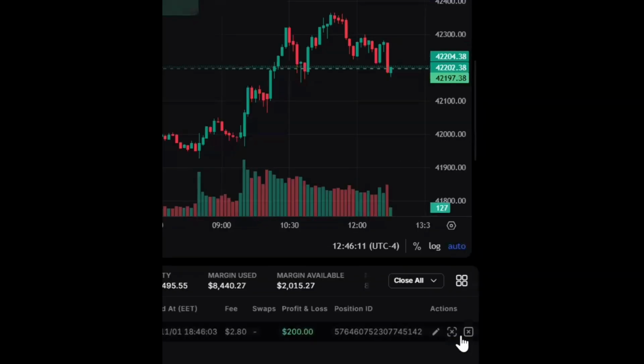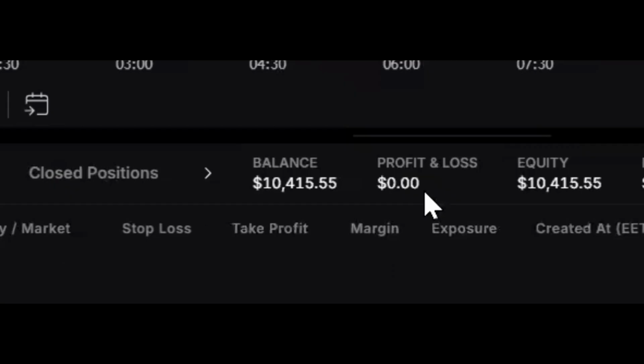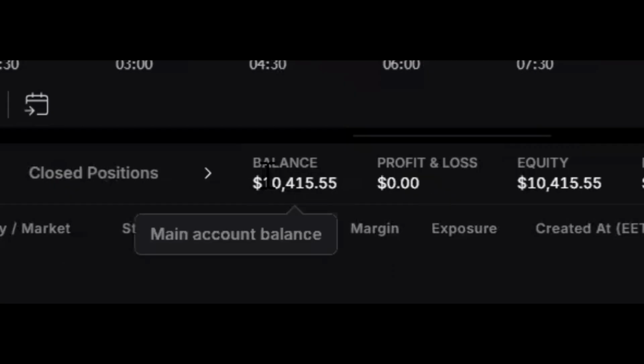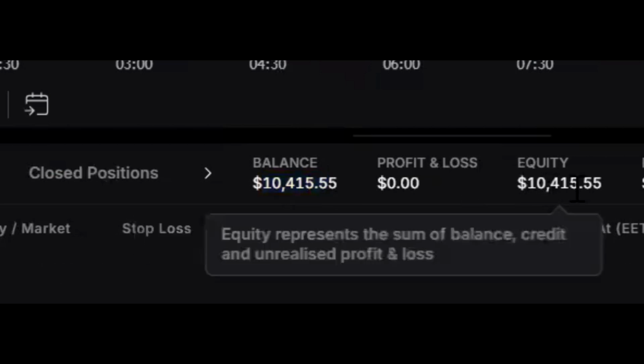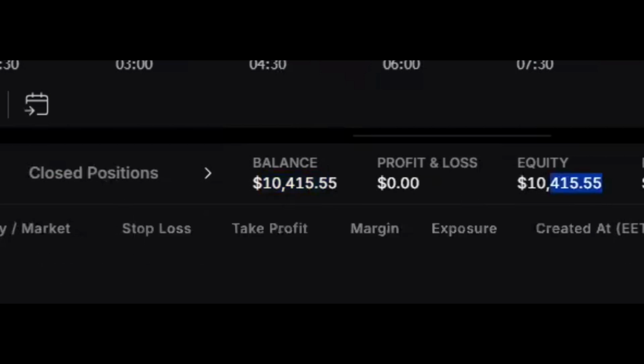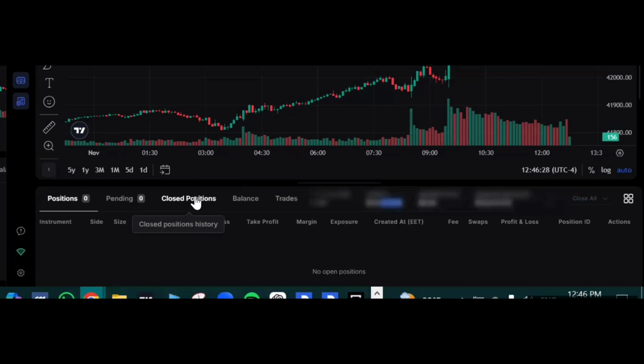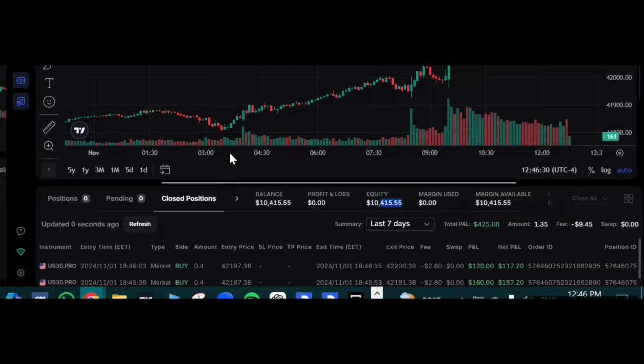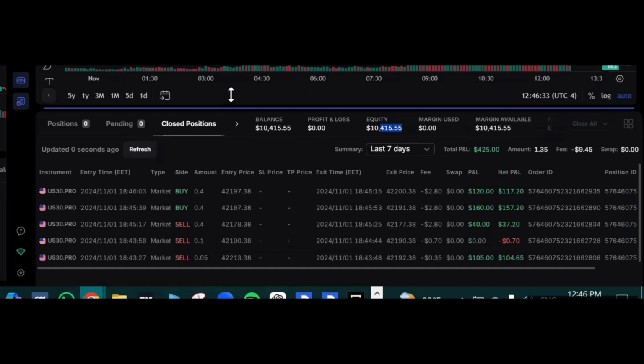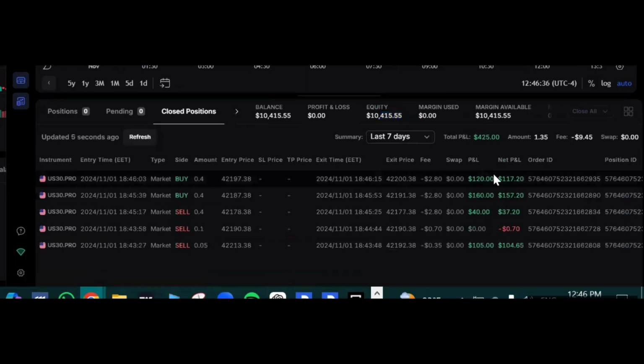Looks like we're making some more. Right? Now you see your balance. We have the 10,000 we started with. You see your equity. We have the 415. Okay. We can go to closed positions. We can drag this up a little bit and we can see all of our trades. So we did this one, this one, this one, this one, and this one, right? So we really only need one trade.